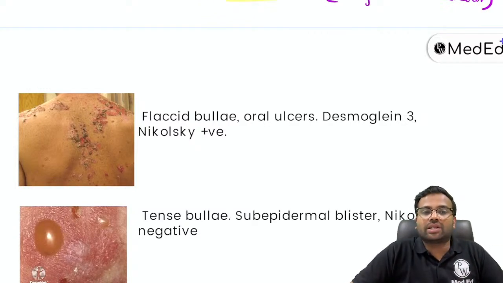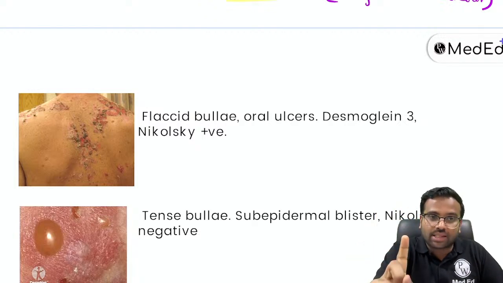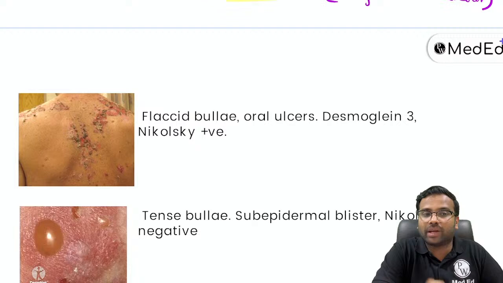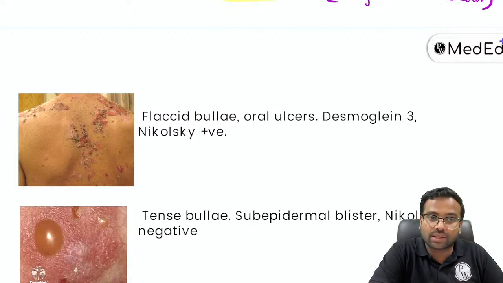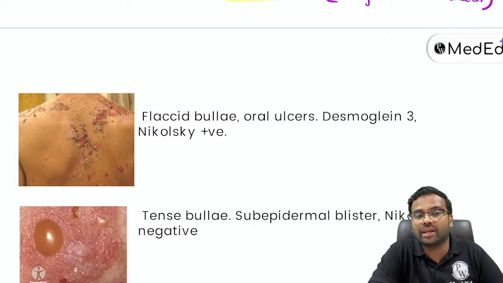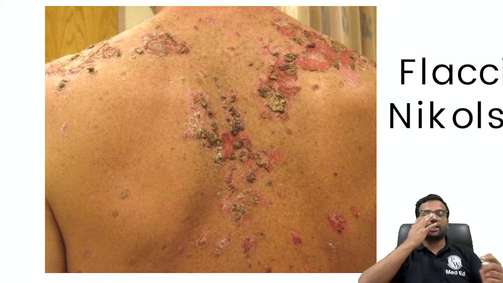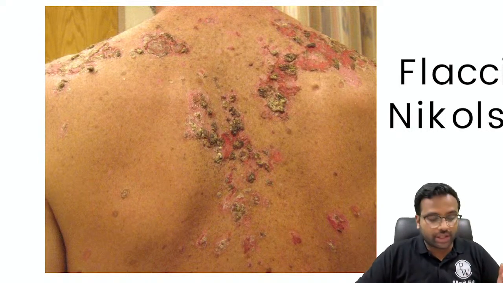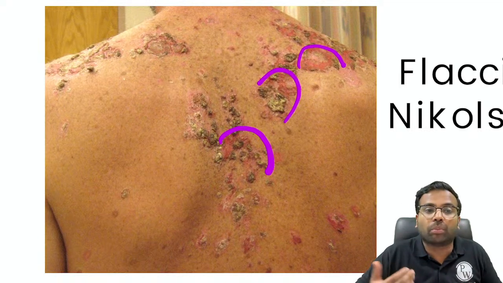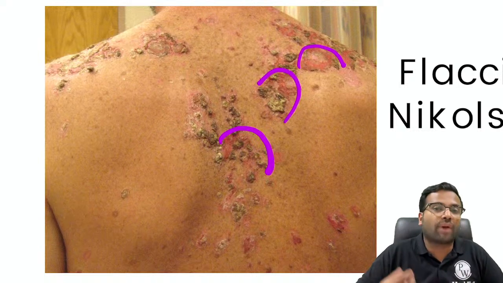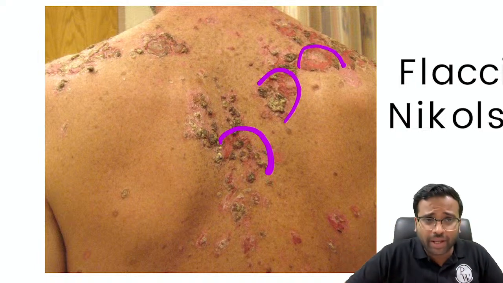Now in this next image, the question says the clues are flaccid bulla, oral ulcers, desmoglein 3, Nikolsky positive. And I'm zooming this image for you. Now what would have happened in this patient is, we are seeing an image of a patient who might have had bulla here, here, isn't it? Multiple bulla would have been present, but since it is a flaccid bulla, these bulla must have eroded. There is a breakage of this bulla.